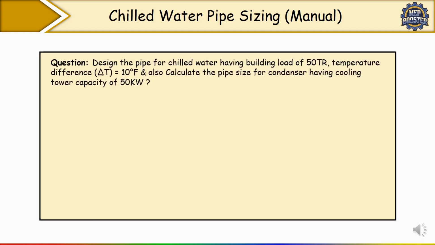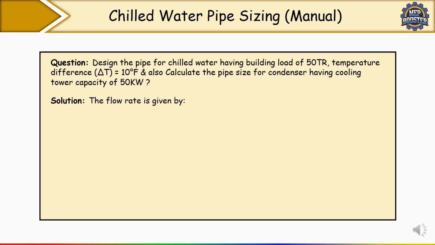Now here you can see the second question we have taken. In this question we have to design the pipe for chilled water having a building load of 50 TR and a temperature difference of 10 degree Fahrenheit, and also calculate the pipe size for the condenser having a cooling tower capacity of 50 kilowatt. So for both the evaporator side and the condenser side, meaning for the closed loop system or the open loop system, we have to do the chilled water pipe sizing.